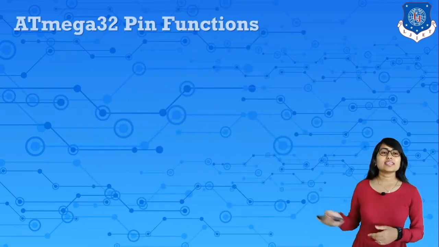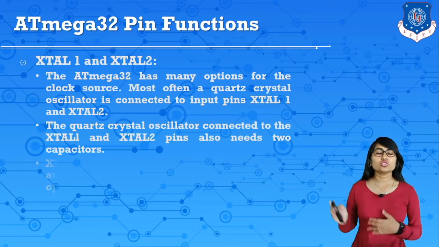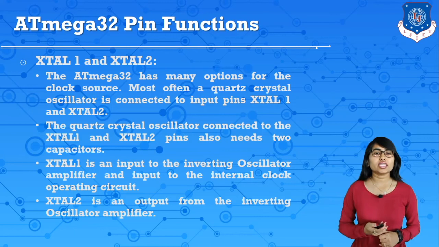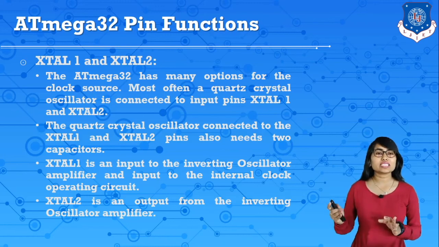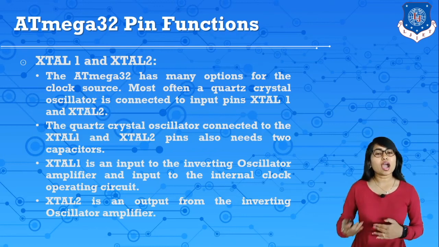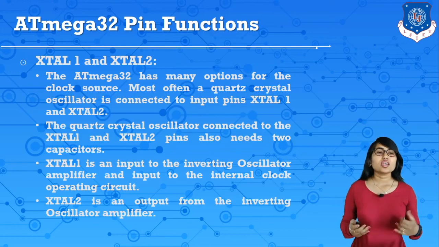And next there are XTAL1 and XTAL2. These are basically for the clock source. The ATmega32 has many options for the clock source. Most often a quartz crystal oscillator is connected to the input of XTAL1 and XTAL2, with capacitors. These are used for clock signals. XTAL1 is the input to the inverting oscillator amplifier and input to the internal clock operating circuit, and XTAL2 is the output from the inverting oscillator amplifier.